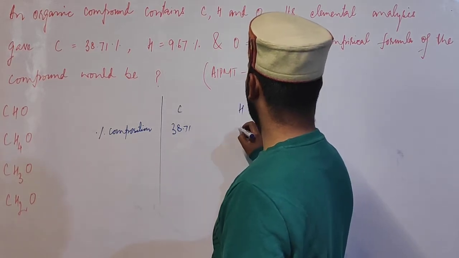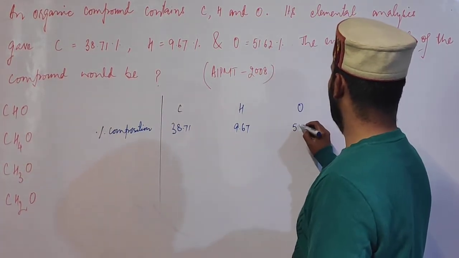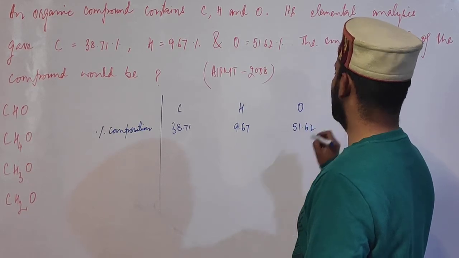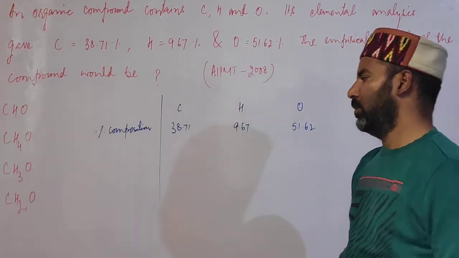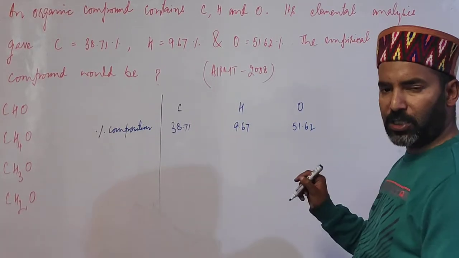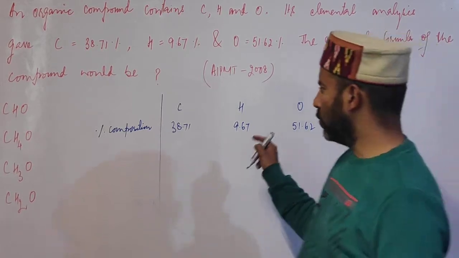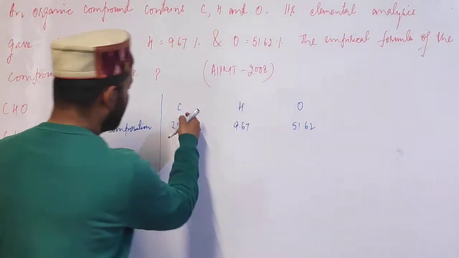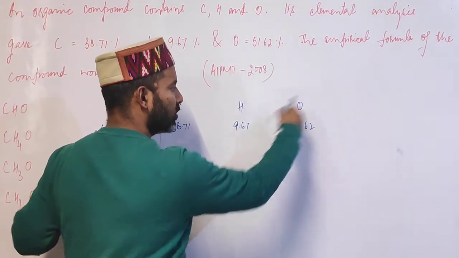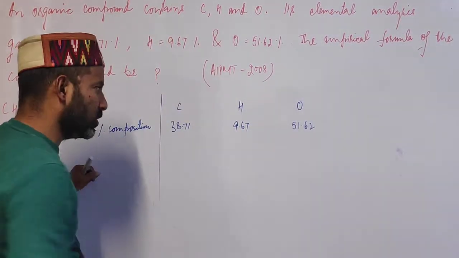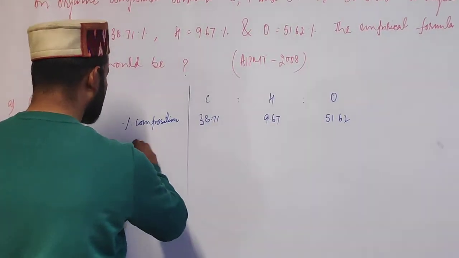38.71%, hydrogen is 9.67 and oxygen is 51.62. And students, the first step is that we convert this percentage composition into weight. So we take this as weight of carbon, this is weight of hydrogen and this is weight of oxygen.